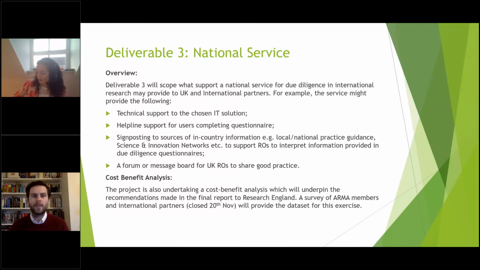So you may have been contacted via the ARMA membership lists, or if you're an international partner, by your UKRO that you're partnering with, to complete a survey which closed last week on the 20th of November. We've requested a lot of data from organisations on due diligence processes before the questionnaire and guidance were available, and whether they've been using them since, and if this has given any improvement to the process. That will underpin some of our assumptions and our recommendations, and that will be the final point.